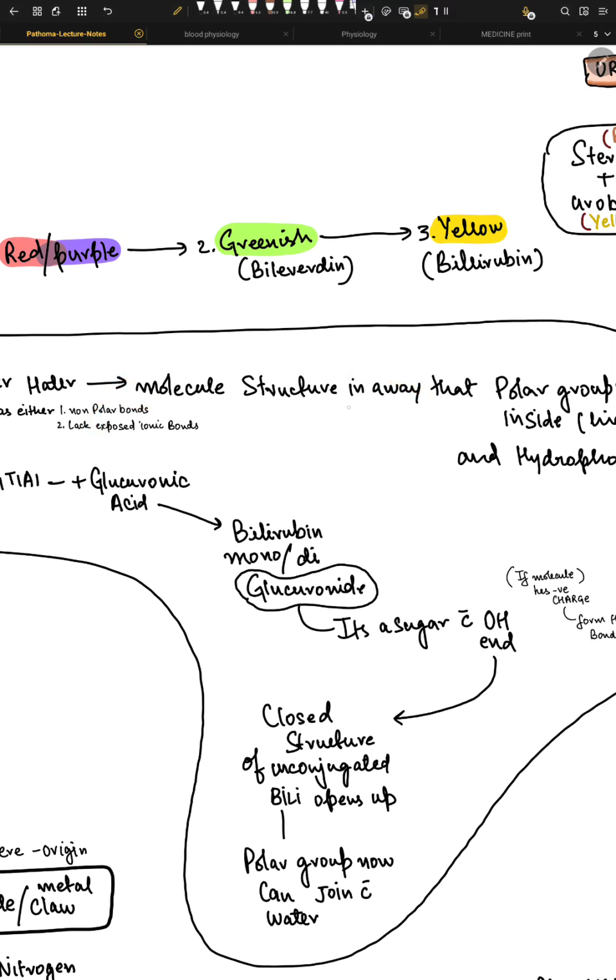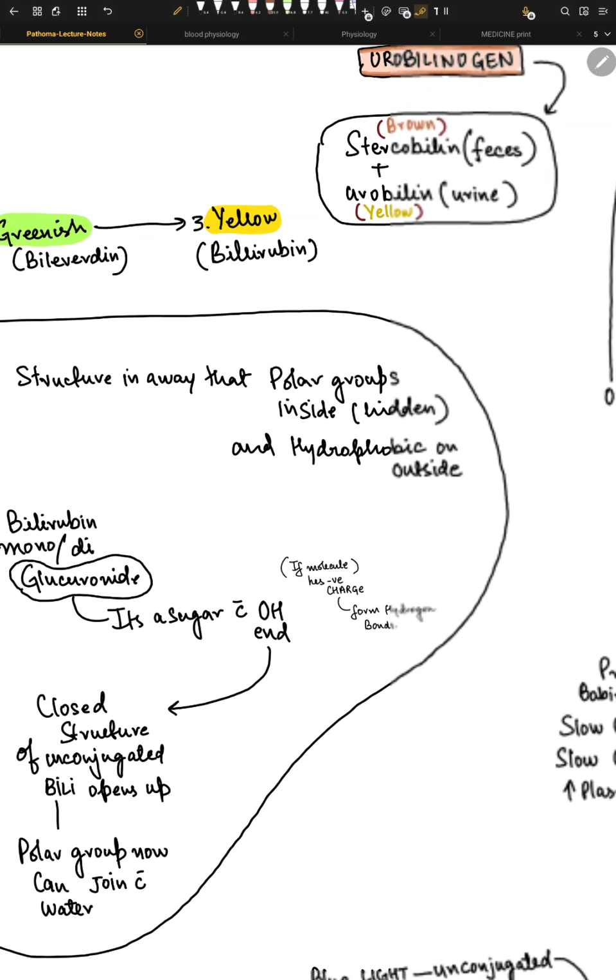So the molecular structure is present in the way that the polar groups, the ionized, the charged group, is inside. It's hidden inside the structure. It's like a banana, right? So this is a banana, and this is how it really is. So the polar structure is right here.